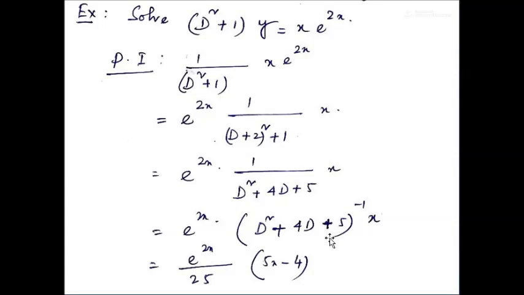Now apply the binomial theorem to separate this. Okay, you can get 5 minus 4D minus D square in this form. As this is x, I can separate the irrelevant terms, that is the higher power of D, D square plus 4D, and I get the solution as e to the power 2x by 25 times (5x minus 4).